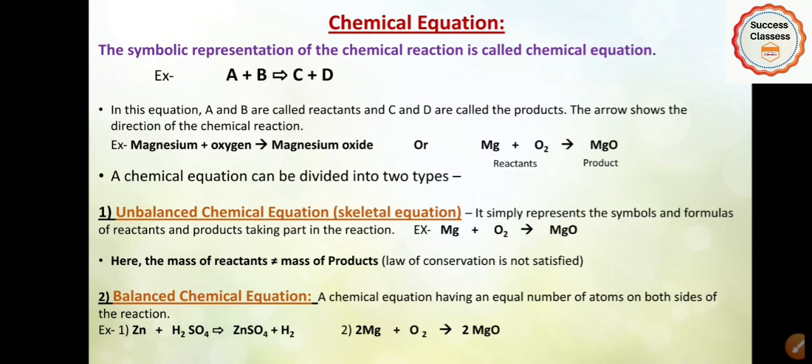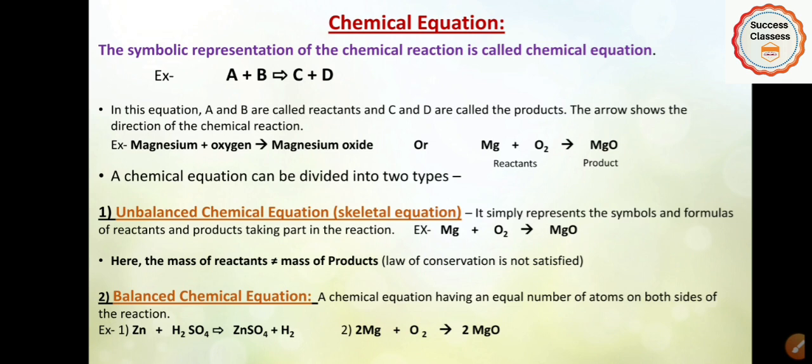Now what is a chemical equation? We have seen a chemical change, we have seen a chemical reaction. The chemical equation is the technique of writing a chemical reaction. अब केमिकल रिएक्शन तो हो गया बट उसको हम ऑन पेपर कैसे शो करेंगे? So it is the symbolic representation of the chemical reaction. On paper, we will show a chemical reaction by the chemical equation.